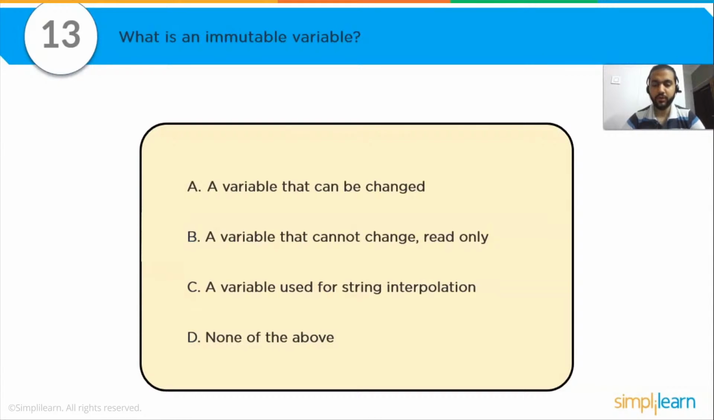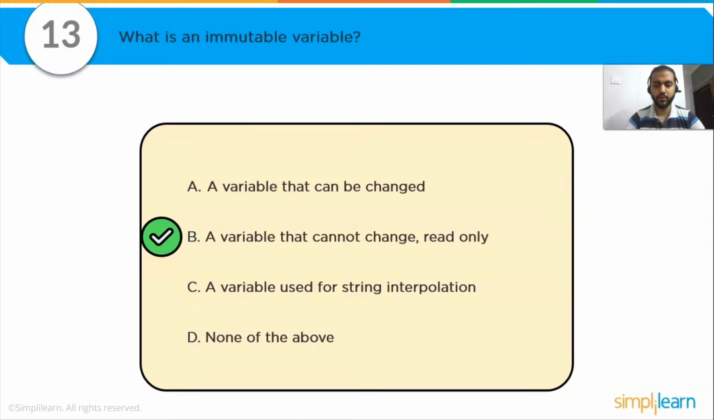So we have already talked about immutable variable and you can pick the correct option. Now I'm gonna say the correct option. So the correct option is B. A variable that cannot be changed is called immutable variable. That is the variable that cannot be changed.